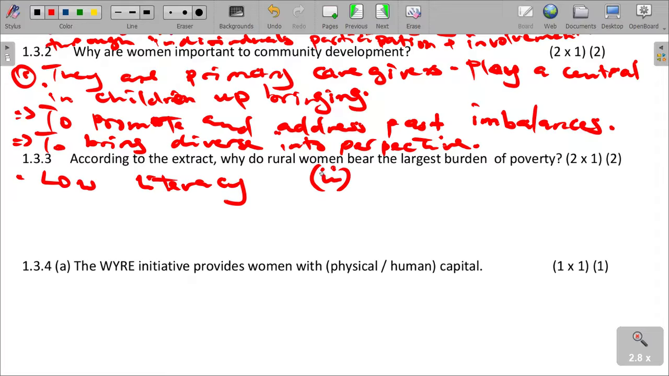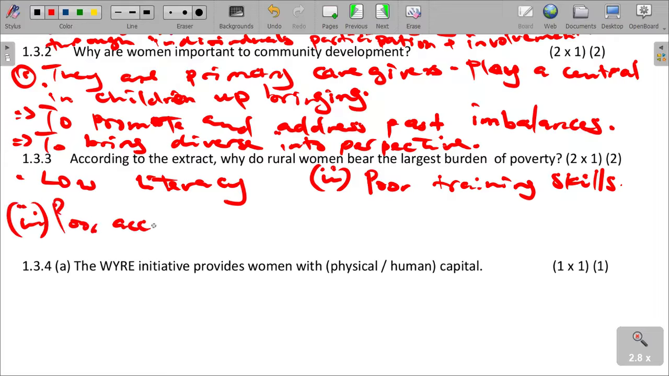And then we can talk about poor training skills. It is given that they have poor training skills, which also disadvantages them. It keeps them in the bracket of poverty. And then poor access to health care services is another reason which is also mentioned in the question.